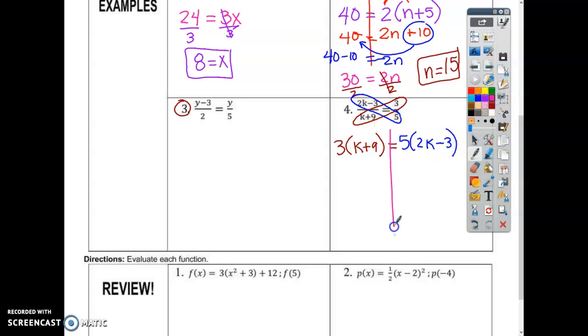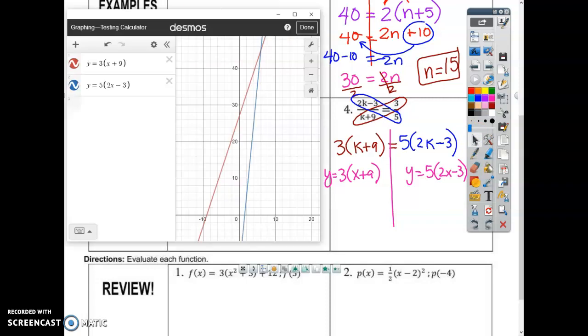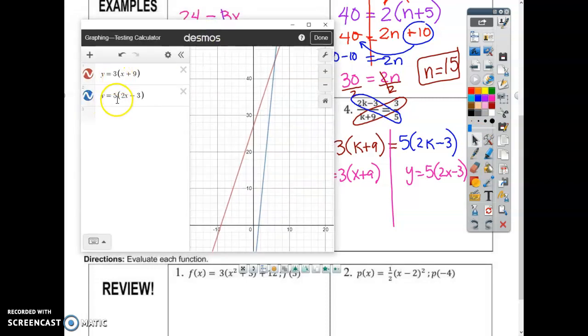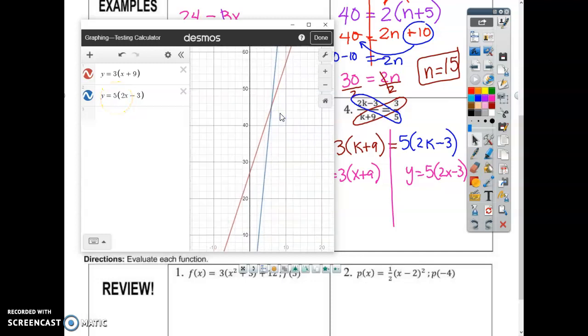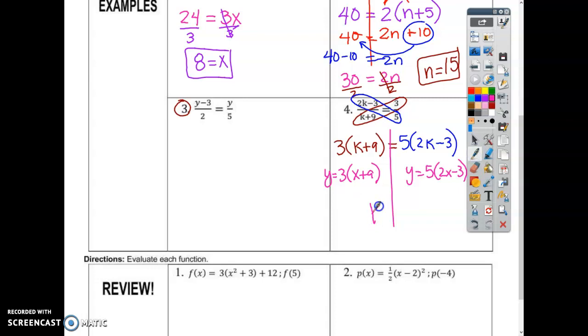Okay, so I'm going to do this in y equals. Y equals 3 parentheses x plus 9 close parentheses, and y equals 5 parentheses 2x minus 3. So type this in decimals, and let's go see where they cross. Okay, so once you type both of them in decimals, y equals and y equals, you go look at where they cross, click on it, and the answer is your x. So it's x equals 6, or in this case, k equals 6.